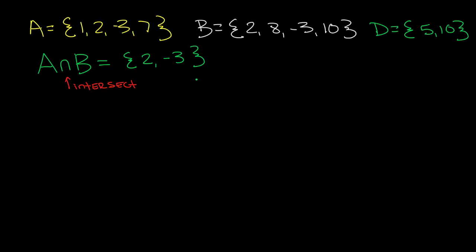Okay, let's also work out, for example, that B intersect D is equal to the set of things which B and D have in common. And if we look, the only element in there is 10.